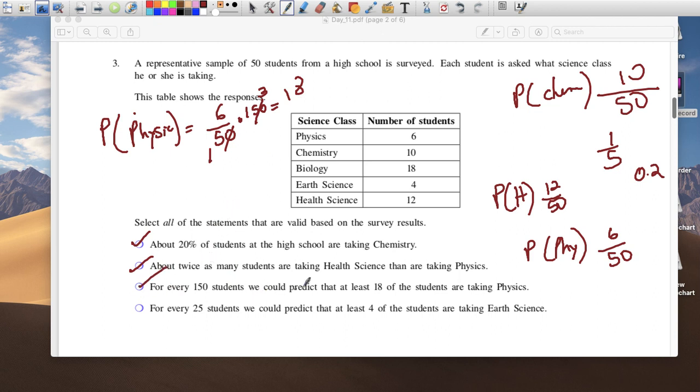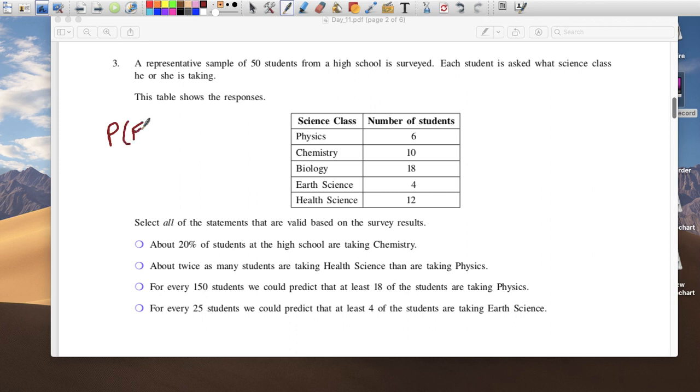For every 25 students, we could predict that at least 4 are taking earth science. Earth science is 4 out of 50. If there were 25 students, let me multiply that probability by 25. We can simplify before multiplying: 25 divided by 25 is 1, and 50 divided by 25 is 2. So this becomes 4 over 2, which is just 2. Therefore, that's not true. Okay.